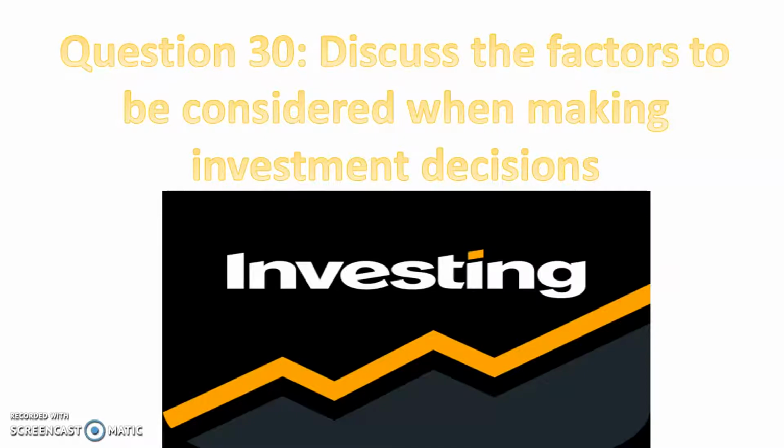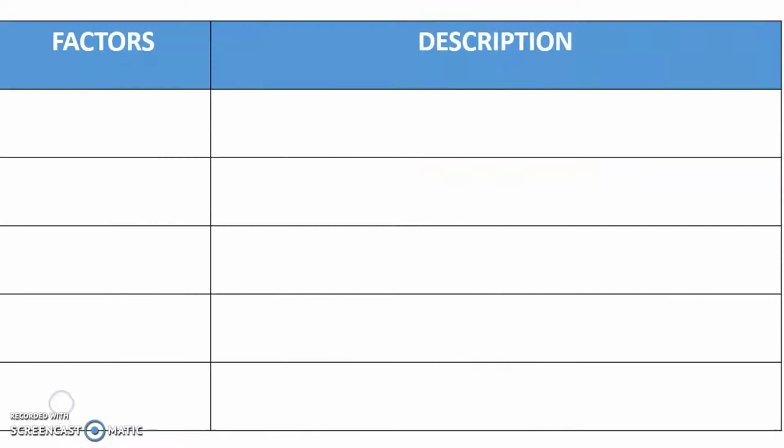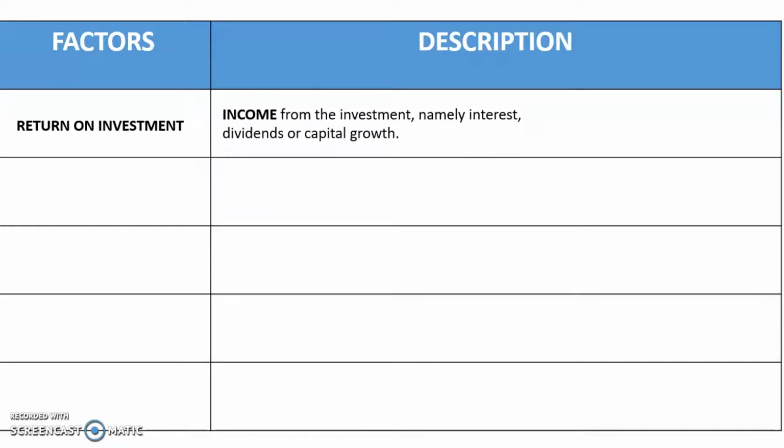So let's look at the question. Let's look at the factors that we will consider. The first one is the return on investment, and this is where we're going to get a return in the form of income, and this is normally interest or dividends or capital growth.